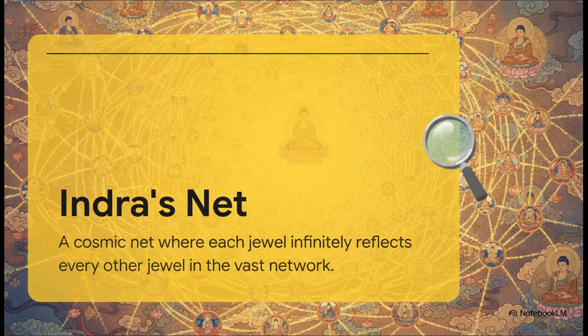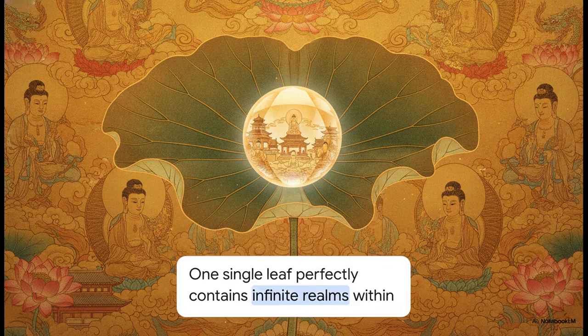And because they're so perfectly polished, every single jewel reflects the light of every other jewel in this vast network. But wait, it doesn't stop there. It reflects the reflections and the reflections of the reflections. So, bringing this back to our text, one single leaf contains infinite realms within it. It acts just like one of those perfect jewels, completely capturing the totality of the cosmos.